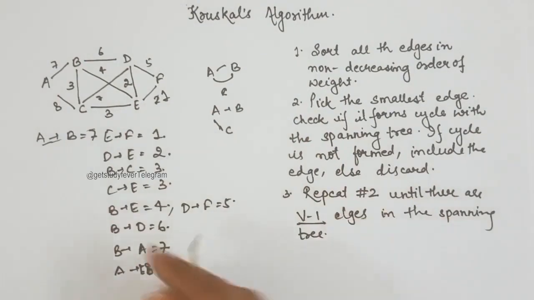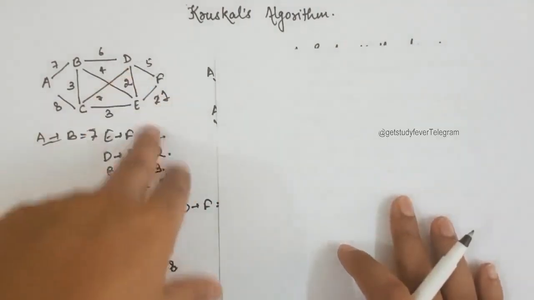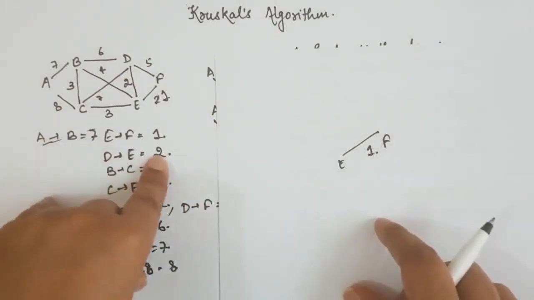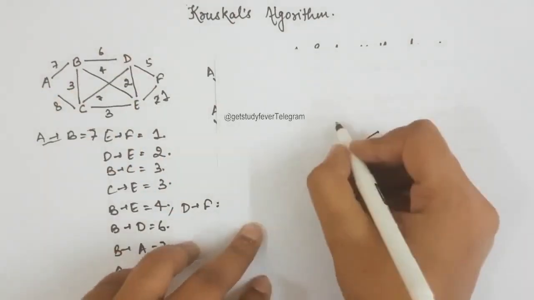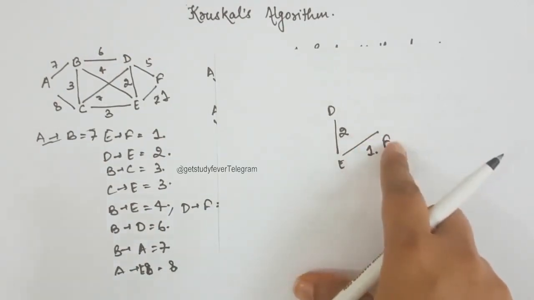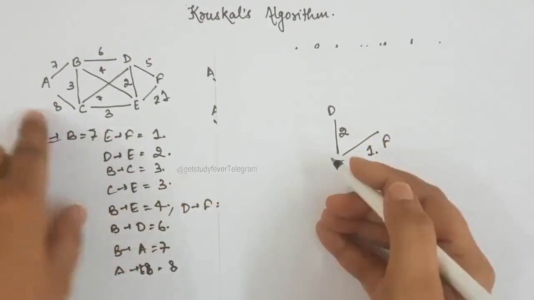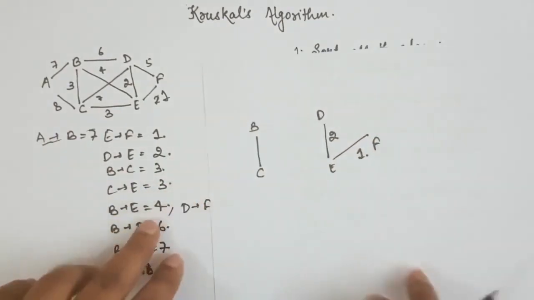Now what we have to do is keep on picking up the edges from here and include that in the minimum spanning tree if it does not form a cycle. If the new edge forms a cycle, we will discard it. So let's try to understand this. Initially I have E to F as the minimum edge, so I will include E to F. Now we have D to E as the next minimum weight, so I will include D to E. I can see that there is no cycle formed, so I will include it. Now we have B to C, so I will include B to C in the minimum spanning tree.